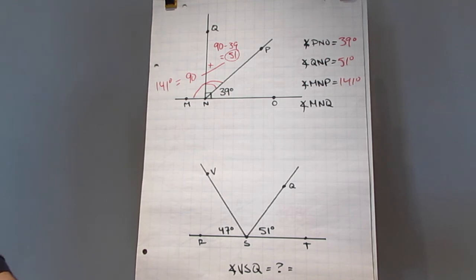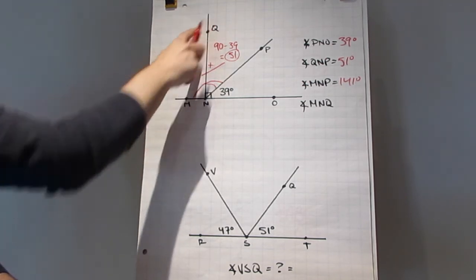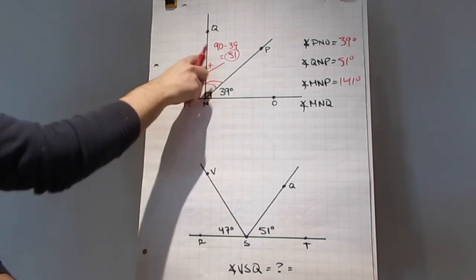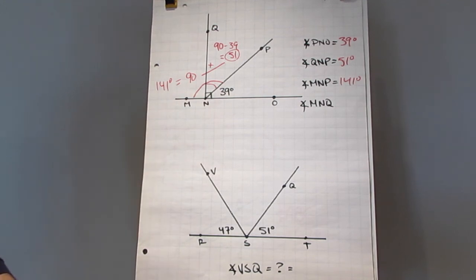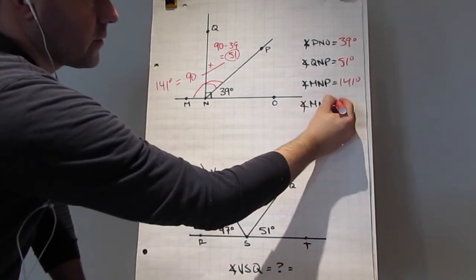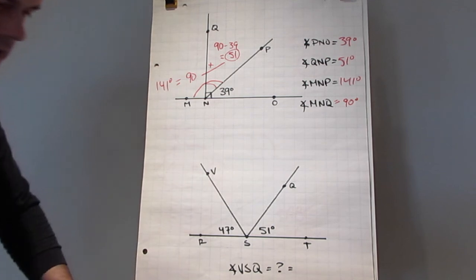And finally, for MNQ, again, nice and straightforward. We see that it's supplementary to this actual angle over here, which is 90 degrees, so we know that this is also equal to 90 degrees.